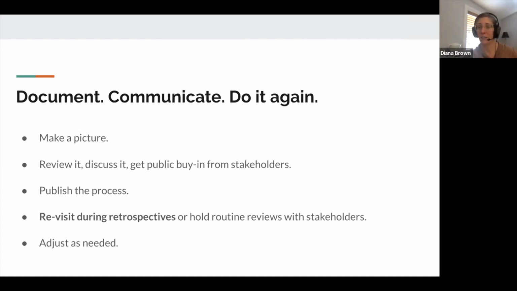And then you publish it, right? You put it on your Notion page, your wiki page, your Confluence page, whatever you have, put it out there. That way people can remember what you're doing. If they forget later, or if they're not adhering to the process, you can remind them that this is what we agreed to and this is what I need to do.